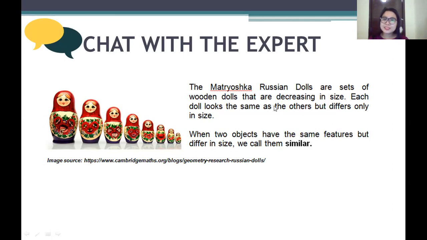Each doll looks the same as the others, but differs only in size. So we say that these Russian dolls are similar. They have the same shape, same design, and their measurements are only proportional. When 2 objects have the same features but differ in size, we call them similar.